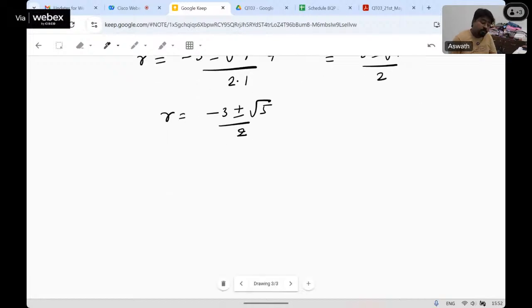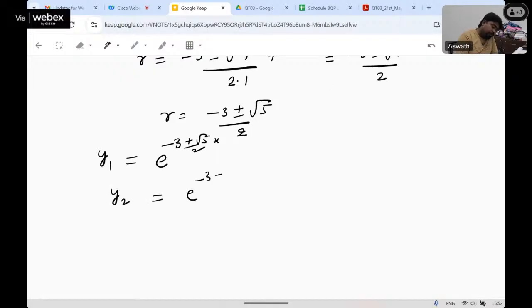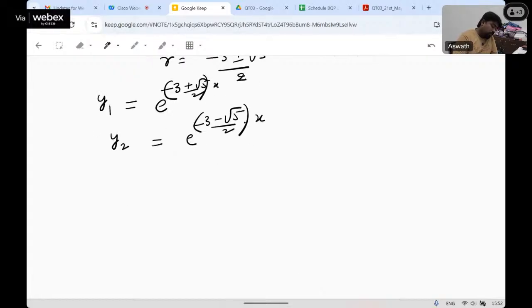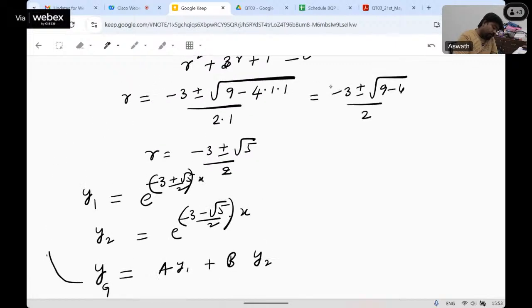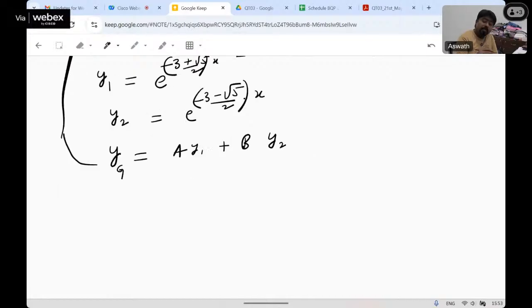What are the two independent solutions? One is exponential of minus 3 plus square root of 5, by 2, into x. Another one is exponential of minus 3 minus square root of 5, by 2, into x. Two solutions, so you can write a general solution as a into y1 plus b into y2. You can check whether this satisfies the given differential equation. In fact, it satisfies. That is the general solution.